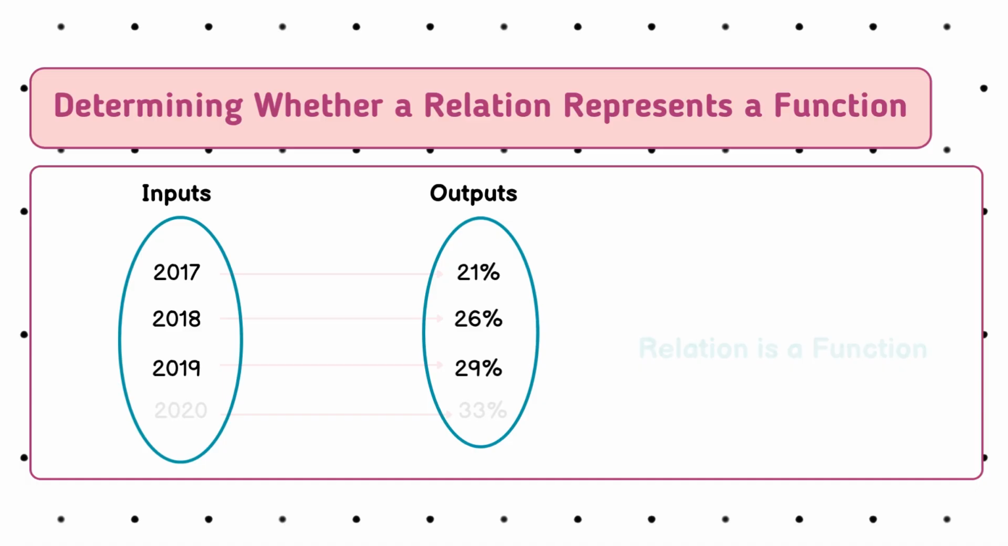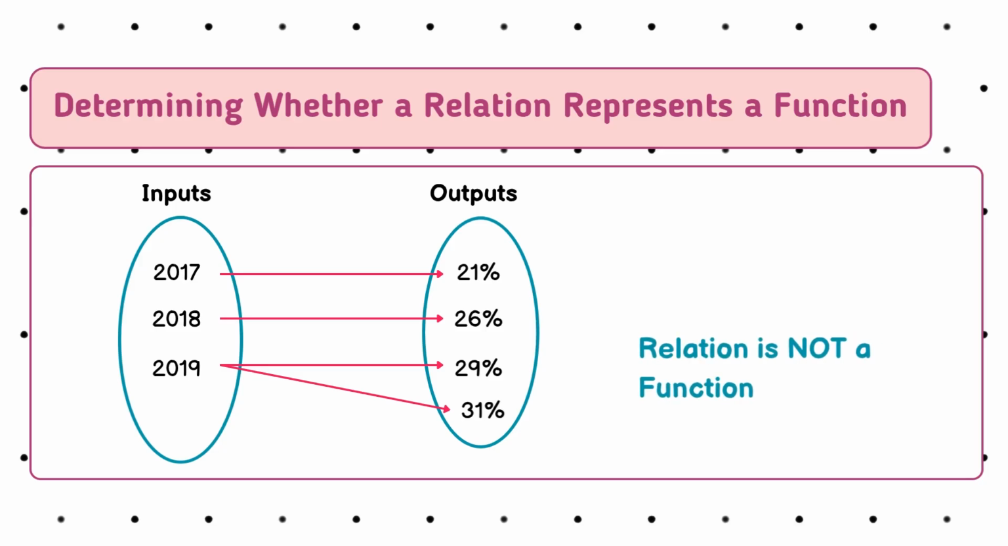But what if we had two entries for 2019, like 29% and 31%? Now the input, 2019, corresponds to two different values in the range. This violates the definition of a function, so the relation is not a function. Now that you understand what relations and functions are, let's explore different representations and real-world scenarios.